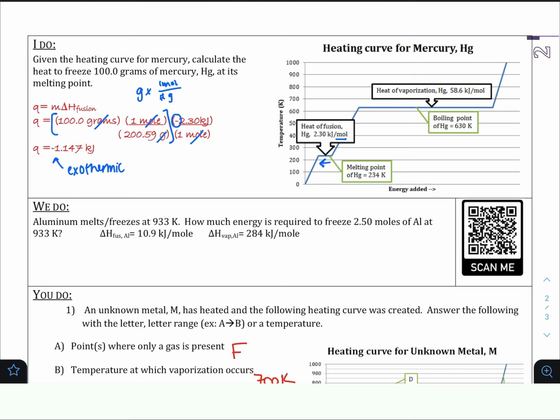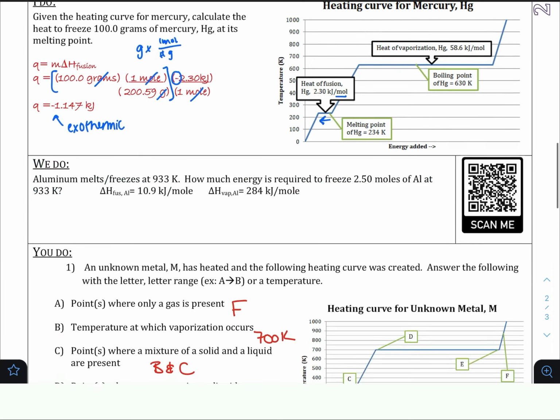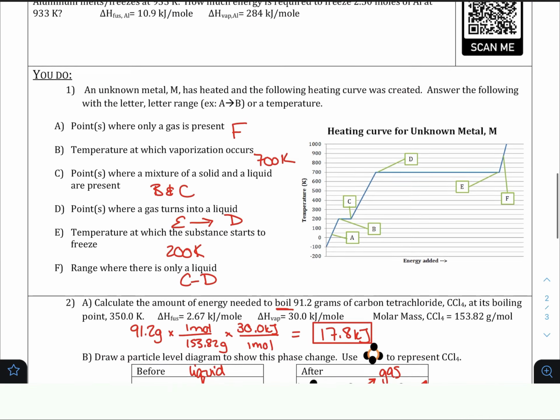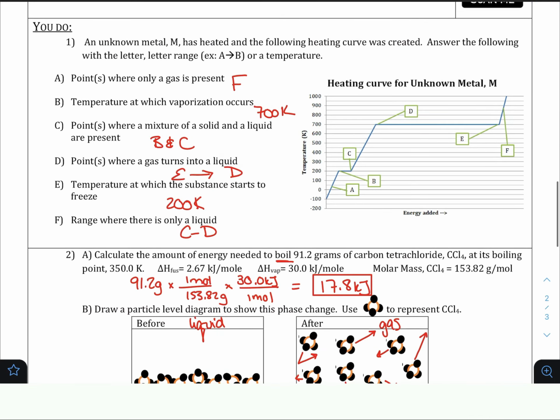All right, we do problem, of course, please make sure you're watching that. Next one here, the you do problems. Point where there's only a gas present. That would be at F. E is not the correct answer because at E, we still have the conversion of some being liquid trying to go to gas. So we only have gas at point F.